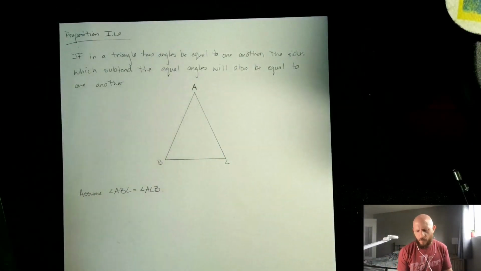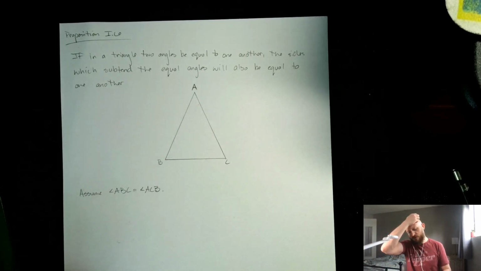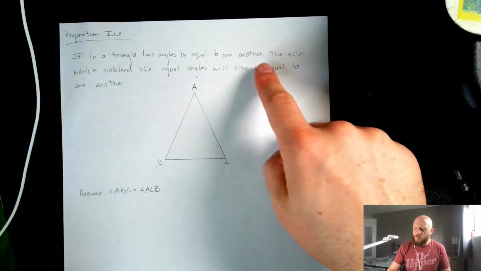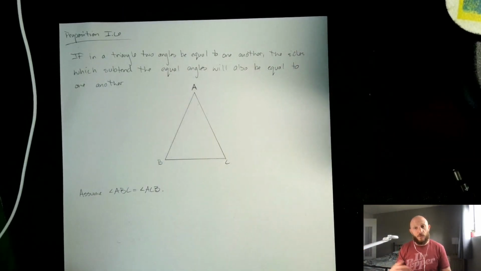Right. So, Proposition 6 of Book 1 is kind of the converse of Proposition 5. It says that if in a triangle two angles are equal to one another, then the sides which subtend those equal angles are also going to be equal.